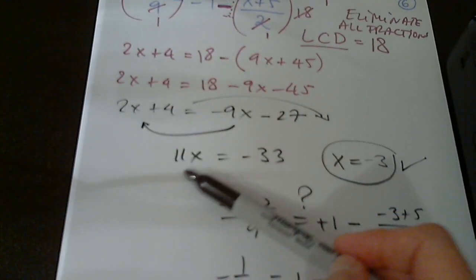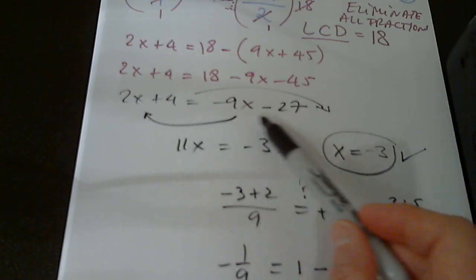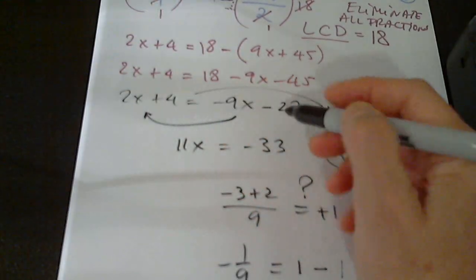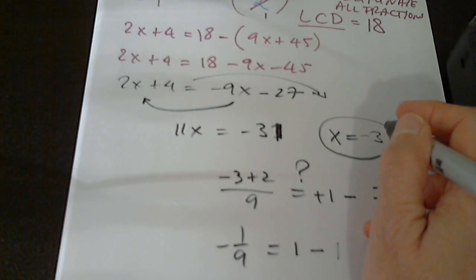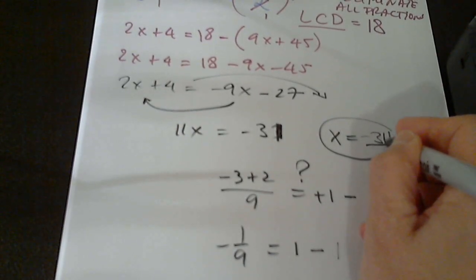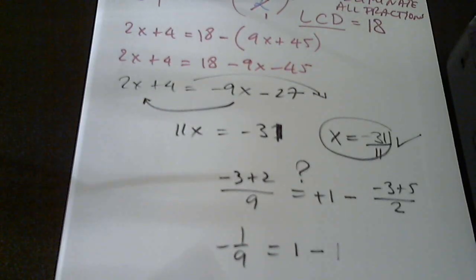It would be 31. Yes. Thank you. Okay. So it's negative 31 over 11. Good.